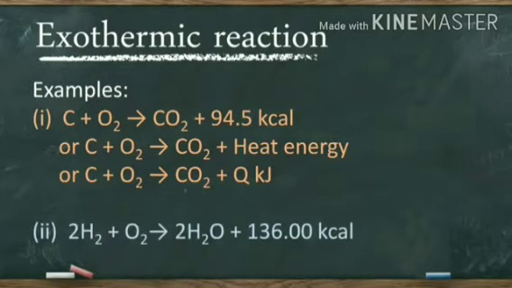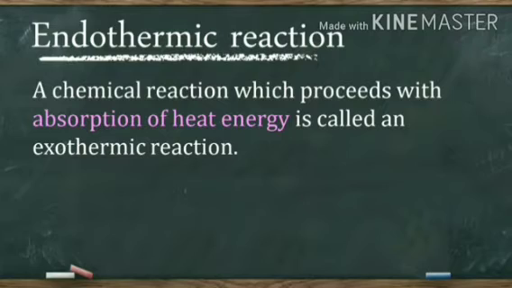The formation of water from hydrogen and oxygen is also an exothermic reaction, and during this reaction 136 kilocalories of heat is evolved. So it can be represented by writing 2H2 plus O2 gives 2H2O plus 136 kilocalories. The next type of reaction is the endothermic reaction. During an endothermic reaction, the heat energy is taken in.